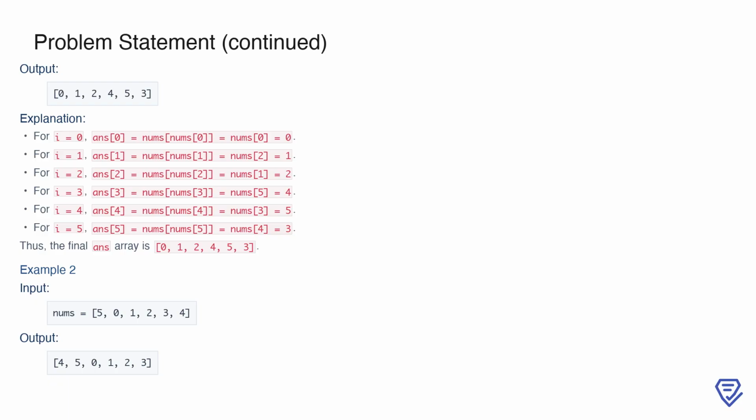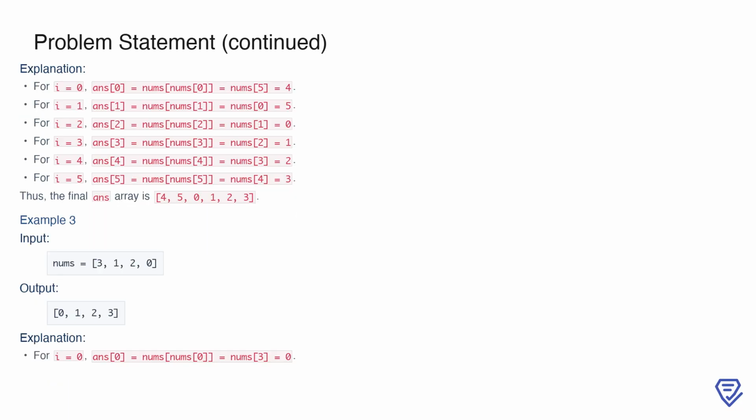For i equals 0, we calculate ans[0] as nums[nums[0]], which evaluates to nums[0], and that is 0. For i equals 1, ans[1] is nums[nums[1]], which becomes nums[2], and that is 1. Similarly, for i equals 2, ans[2] is nums[nums[2]], which leads to nums[1], and that is 2. By continuing this process for all indices, we eventually get the output array [0, 1, 2, 4, 5, 3]. This example demonstrates how each value in ans is derived by accessing the array nums twice.